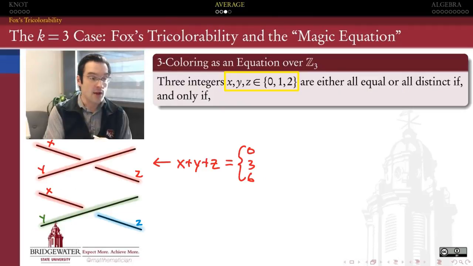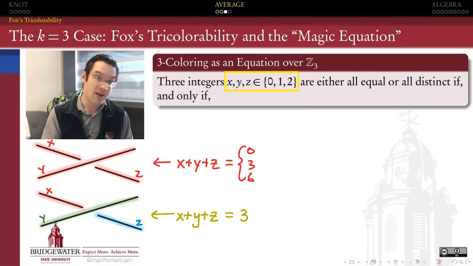In the case where the three colors are distinct, one of them is going to be 0, the other is going to be 1, and the third one is going to be 2. And so regardless of what permutation they happen to be in, if I add them together, I'm going to get a sum of 0 plus 1 plus 2, which is 3. So what we notice is that for these two valid coloration cases, the sums of X, Y, and Z have to be either 0, 3, or 6.